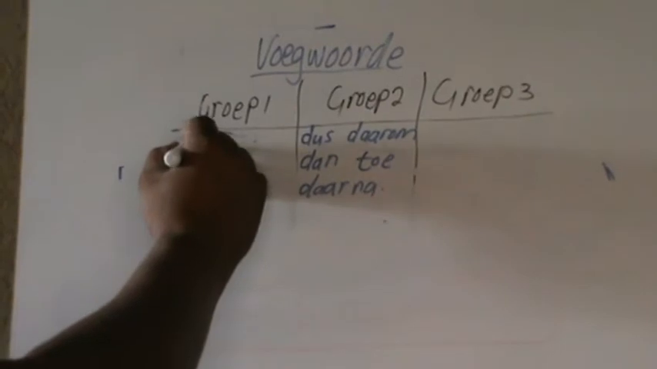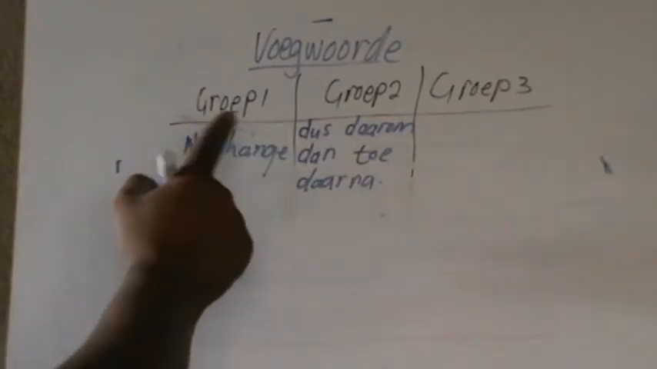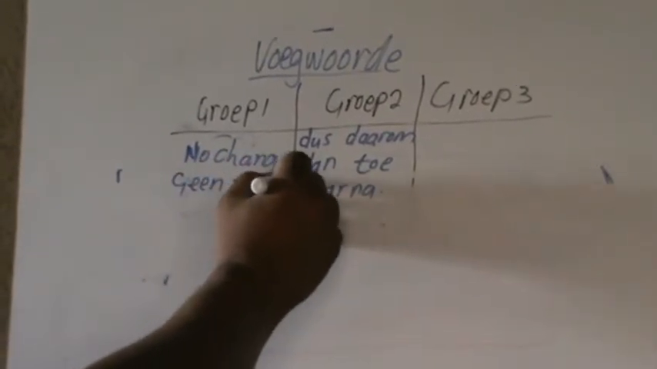In group 1, no change. No change in your sentence structure. Geen verandering.